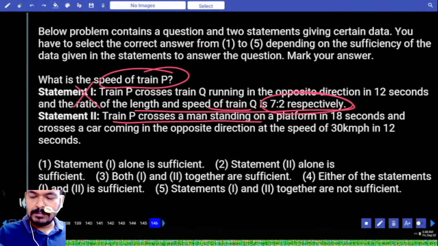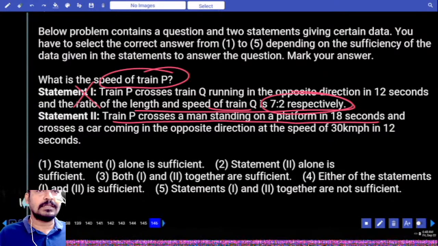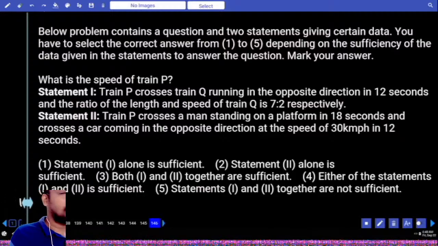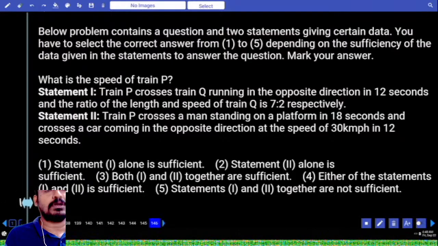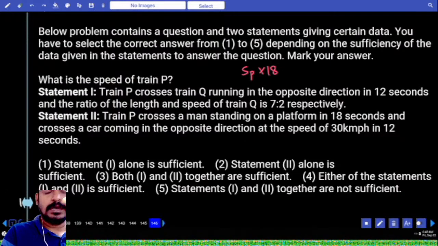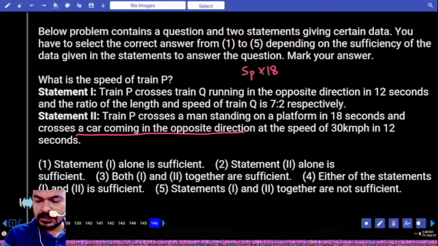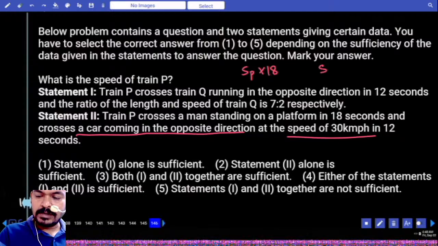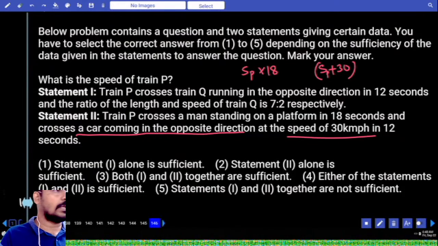Train P crosses a man standing on the platform in how many seconds? 18 seconds. Means distance equals speed into time, or not? Means speed of the train P into 18 seconds. And it crosses a car coming in the opposite direction at the speed of 30 km/h. Means train speed and car speed, in the opposite direction, sum of the speeds into how many seconds?